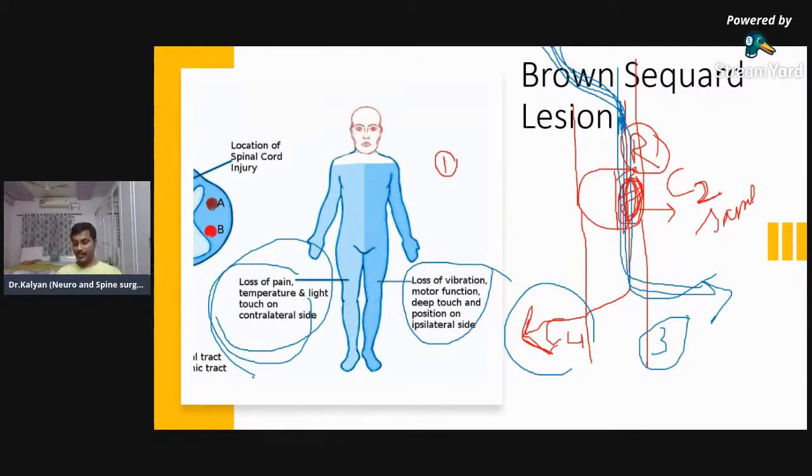And do you have any doubts in this session? Dr. Kishan was asking whether the superficial reflex is absent or present in this type. In the acute phase, it is absent, but in the chronic phase, it recovers. I think there are no other questions. If there are no other questions, can we end this session for today?